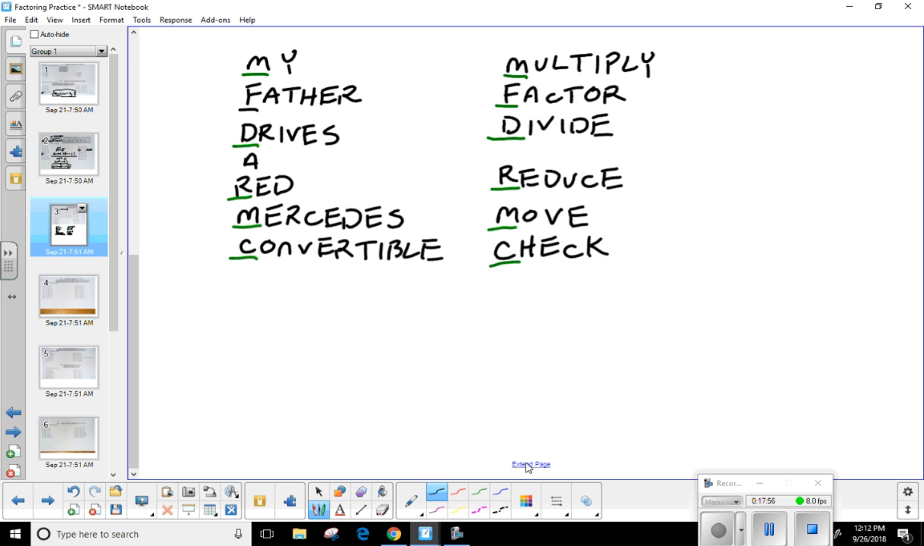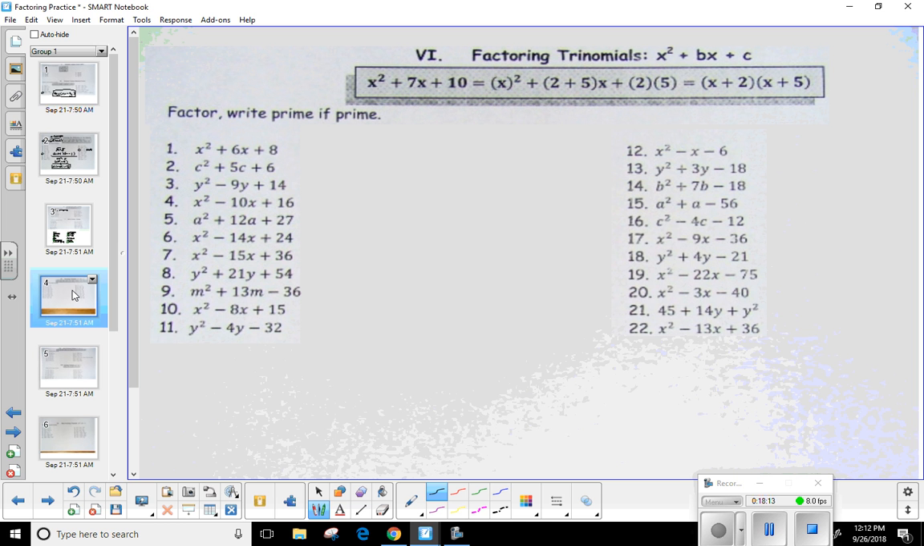But it's like, please excuse my dear Aunt Sally, the first letter of every word is a step in the process. Okay. Multiply, factor, divide, reduce, move, and check. And this is where we finished up yesterday. So let me choose some problems here. And for some of these, you don't always have to go ahead and use this process. And like I said yesterday, if you already have a strategy, a way to factor trinomials, please continue to use it. It's whatever you like.